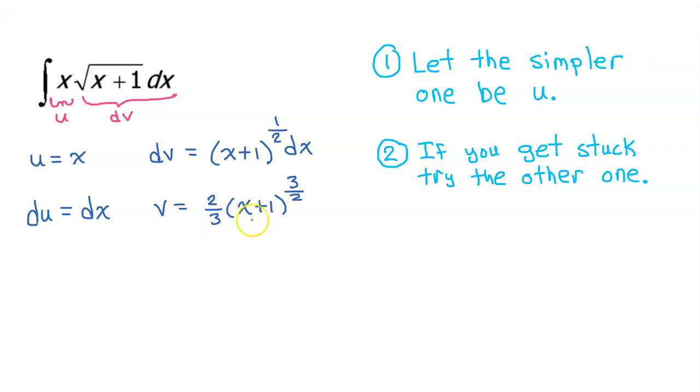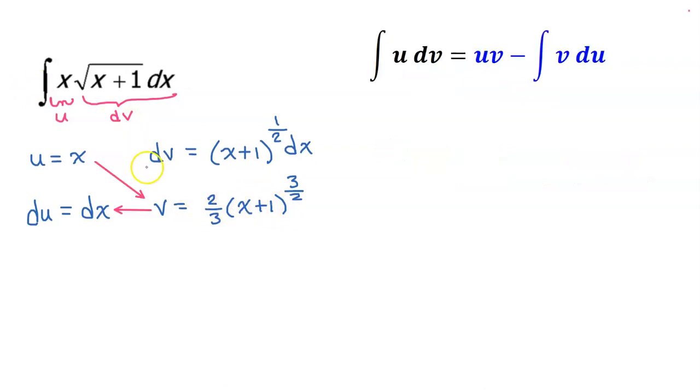I should acknowledge that technically I just did a mental u substitution, where u is x plus 1. We then need to divide by u prime, but u prime would be 1, so it changes nothing. Next, we need to follow the zigzag pattern to fill in the right-hand side of the integration by parts formula. We start by writing u times v, so that's this times this. So here's my u times v. Next, I need to do minus the integral of v du.